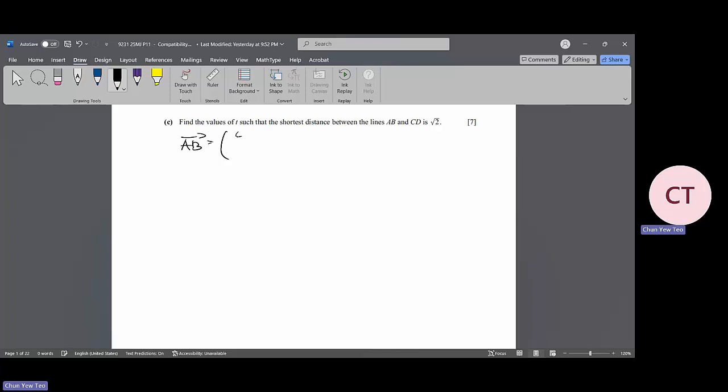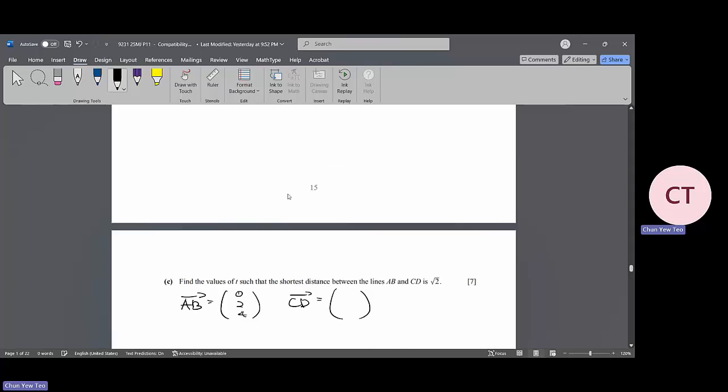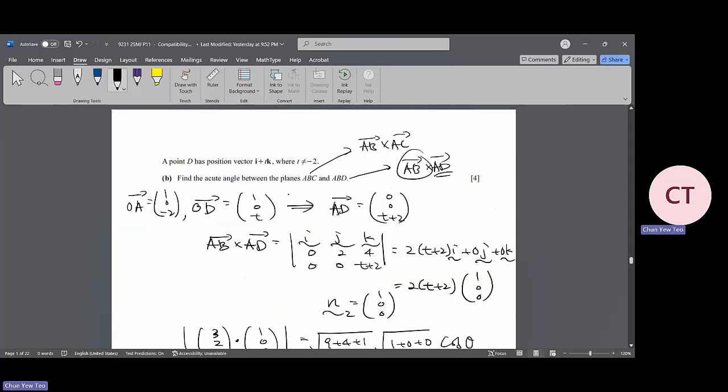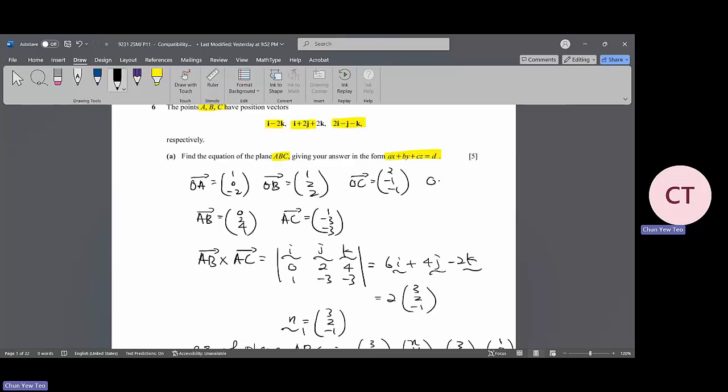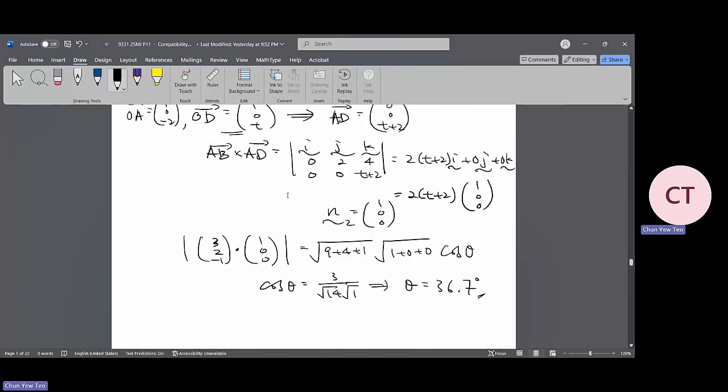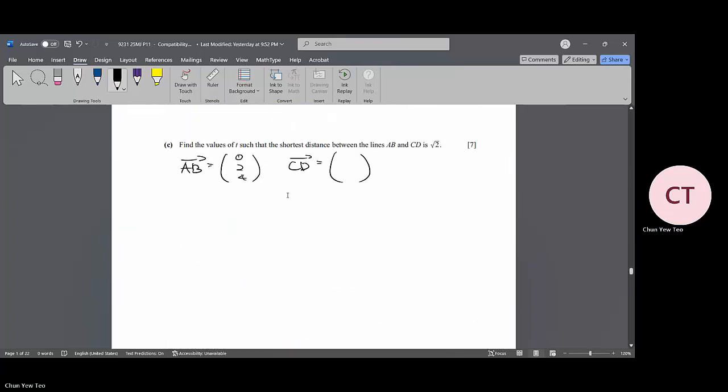AB we already have, 0, 2, 4. But CD I don't have. For CD, we just need to refer back again. This is the D, 10D. This is the C. So to find CD, just take D minus C. You get negative 1, 1, and then d plus 1. Okay, so the CD is negative 1, 1, d plus 1.